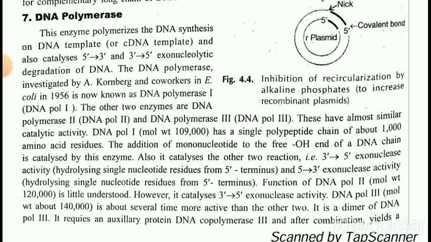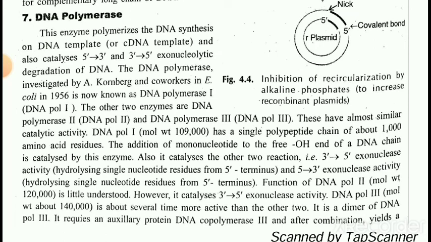These have almost similar catalytic activity. DNA Pol 1, molecular weight 109,000, has a single polypeptide chain of about 1,000 amino acid residues. The addition of mononucleotide to the free 3' OH end of a DNA chain is catalyzed by this enzyme. Also, it catalyses the other two reactions, i.e. 3' to 5' exonuclease activity, hydrolysing single nucleotide residues from the 3' terminus, and 5' to 3' exonuclease activity, hydrolysing single nucleotide residues from the 5' terminus.